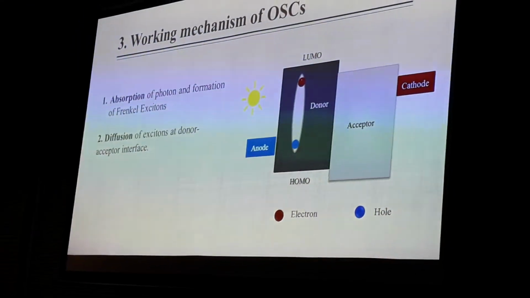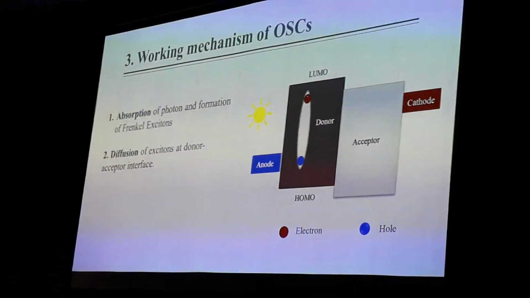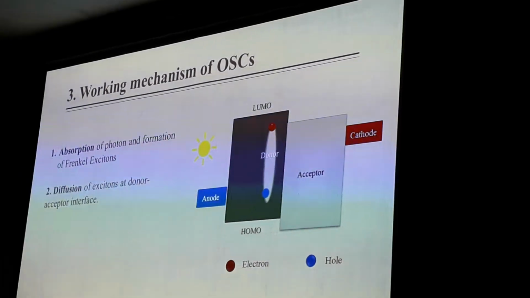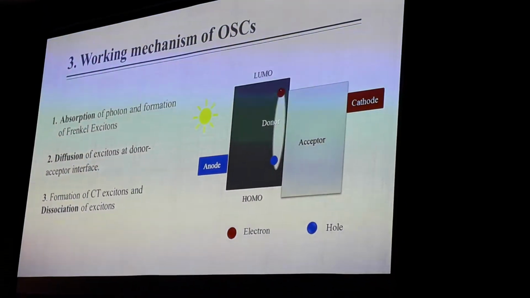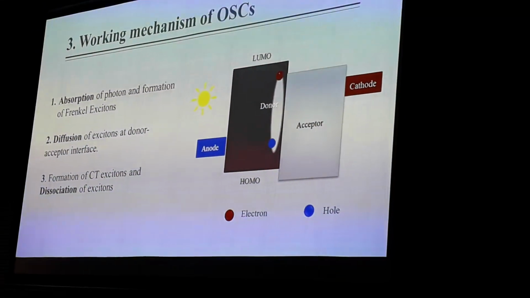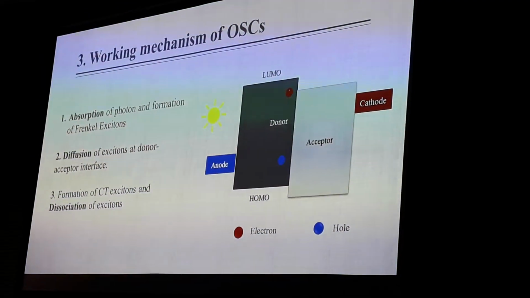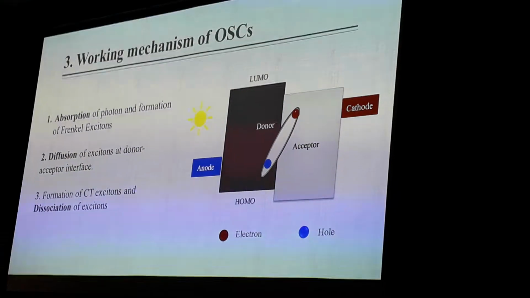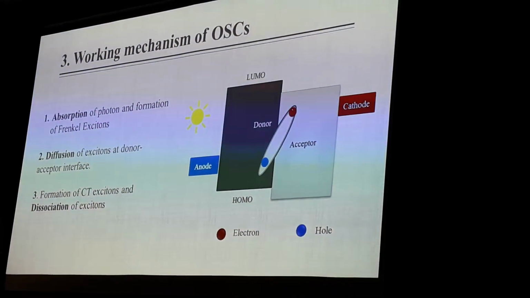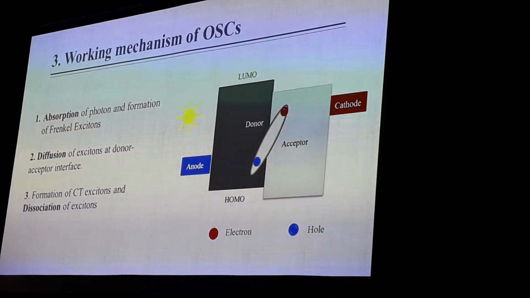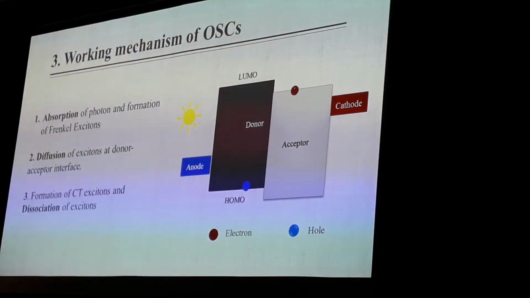Now, the second process is diffusion. In this, exciton diffuses to the donor-acceptor interface. The third process is dissociation. In this, electron transfers from HOMO of donor to LUMO of acceptor and forms charge transfer exciton. Now, because of the molecular vibrational energy, this exciton dissociates into free charge carriers.